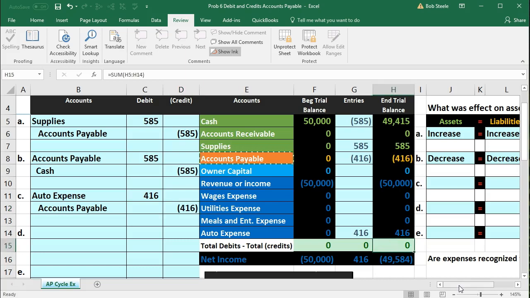Let's take a look at the accounting equation. We know that nothing happened to assets. Neither of these accounts are assets. So assets actually remain the same, no impact.